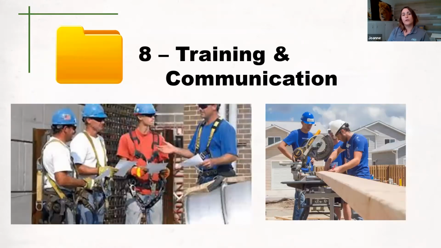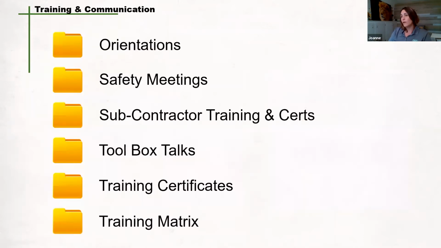Folder number 8, training and communication. This is also quite a complex section. It's quite large, and we do suggest that you have 6 subfolders in this area. We're going to look at each one of them as well. So as you can see, we have orientation, safety meetings, subcontractor trainings and certs, toolbox talks, training certificates, and a training matrix. So let's take a closer look at each one of these.